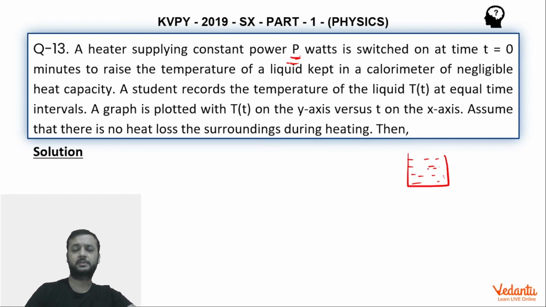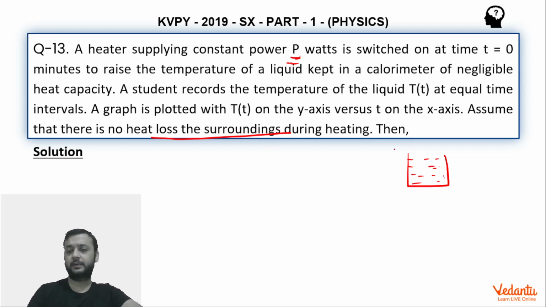One very crucial assumption in this question is that there is no heat loss to the surrounding. This is mentioned in the question. That means through radiation or convection or any reason you want to imagine, heat loss to the surrounding is almost negligible. So we will assume that this liquid is only going to absorb heat. Now a student plots the graph between temperature versus time, and we have to choose among several options.